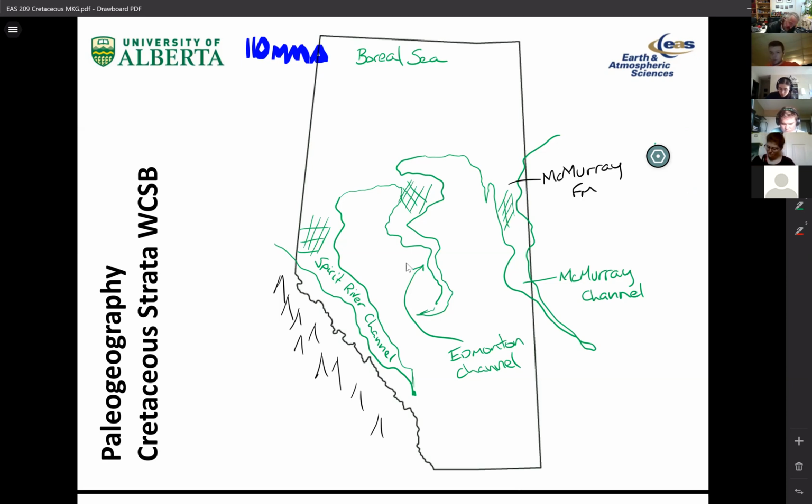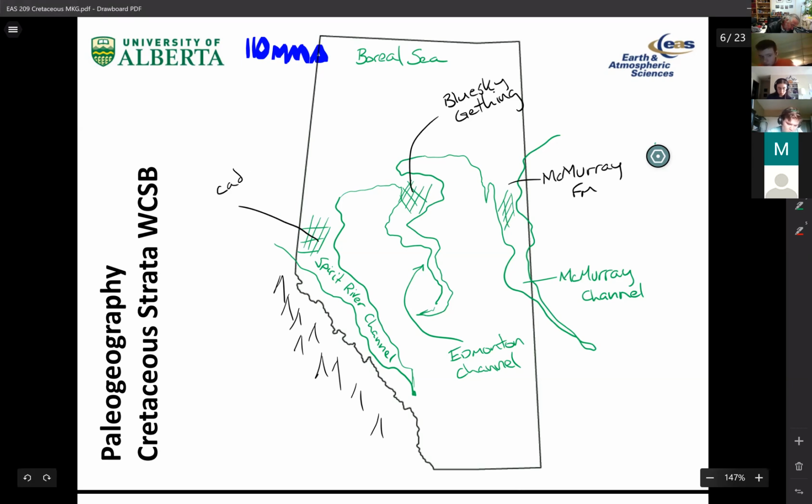And in the Edmonton Channel, we have the Bluesky on top of the Gething Formation. So we think the Gething is equivalent to the lower part of the McMurray, and the Bluesky is equivalent to the upper part of the McMurray Formation. But we don't actually know that. It's difficult to prove. And then over here, the sedimentary couplet is really the Cadomin Formation, which is underneath the Gething Formation.